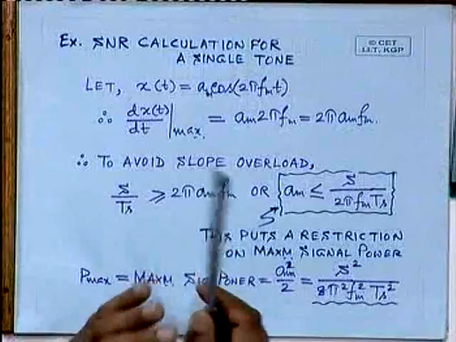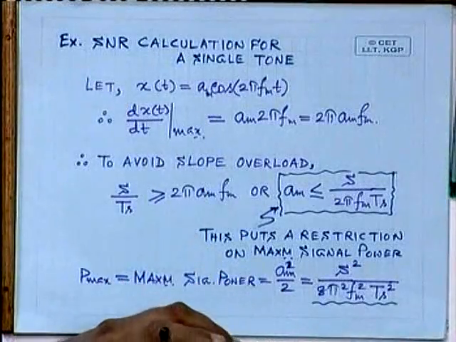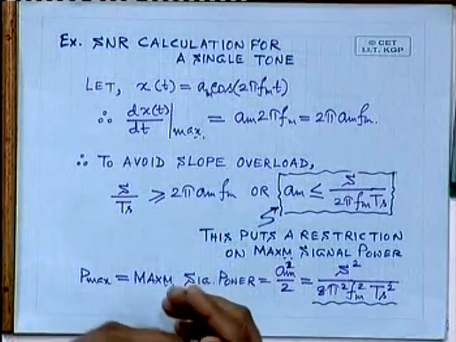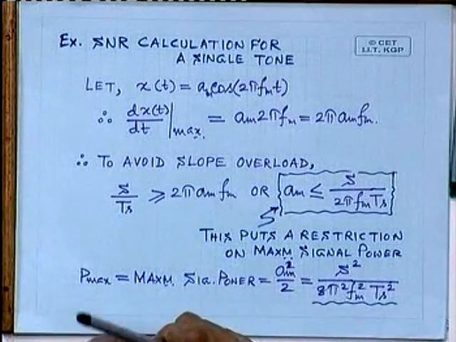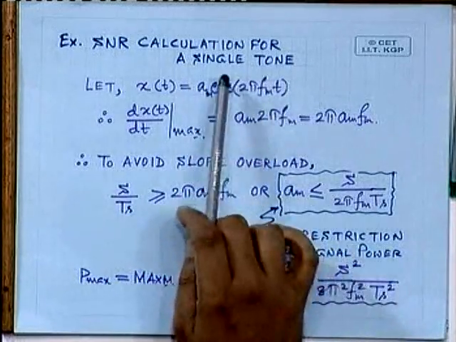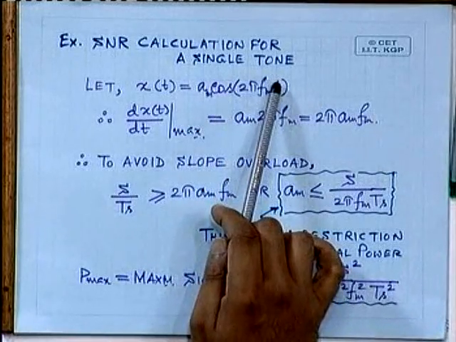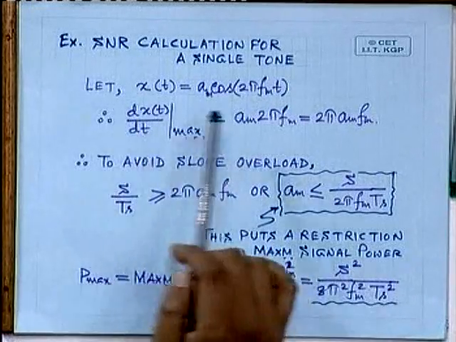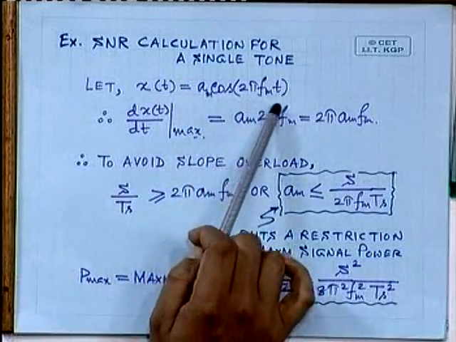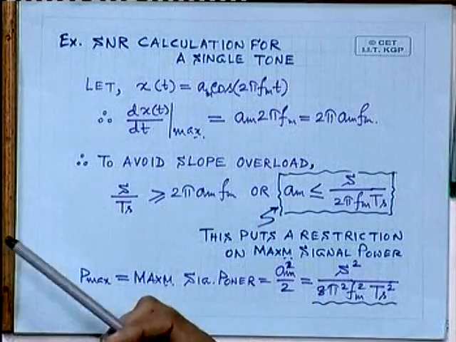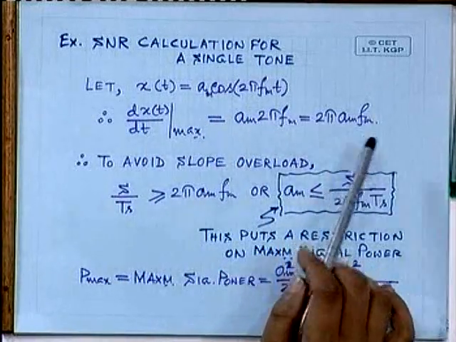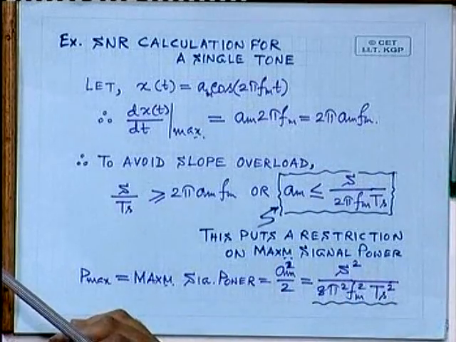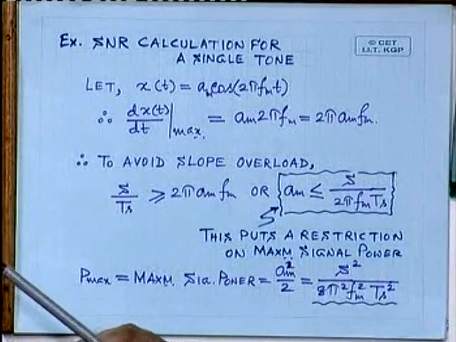So what we consider is an SNR calculation, signal to quantization noise calculation, SQNR to be precise, for when the input signal x(t) is a very regular sinusoid. That kind of sinusoid is sometimes known as single tone. A tone means a sinusoid of a particular frequency. You know that? Okay. So let x(t) be Am cos 2 pi fm t. So the maximum slope is 2 pi Am fm. Isn't it? That is the maximum slope.